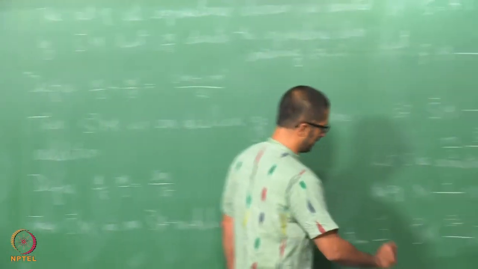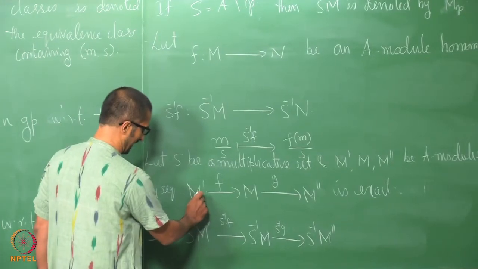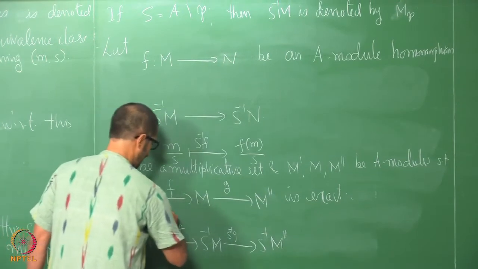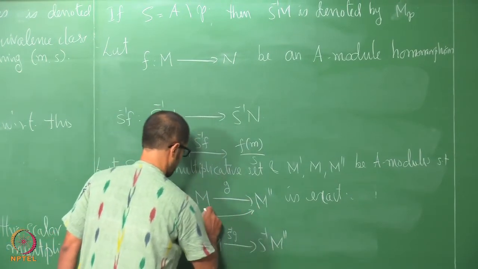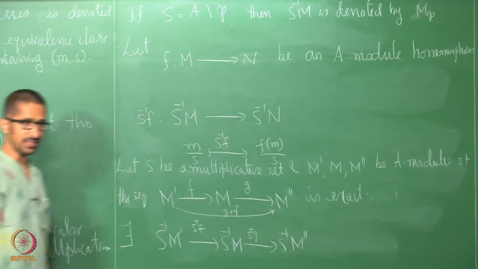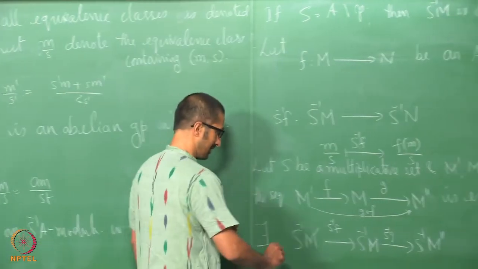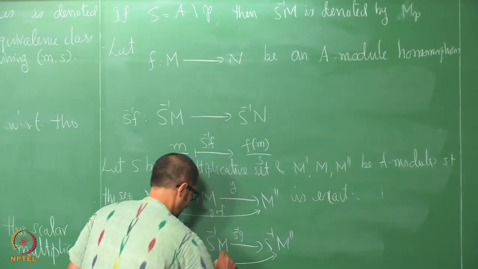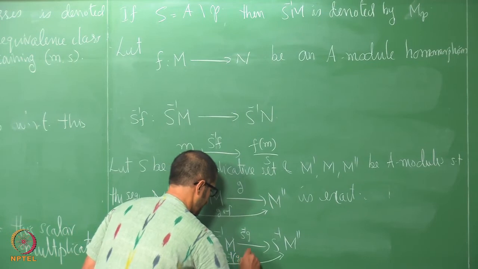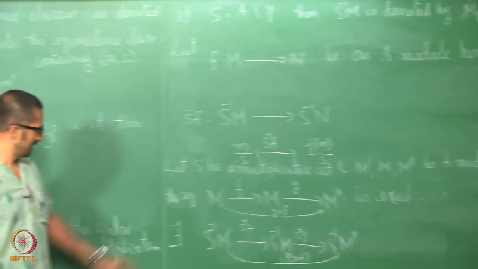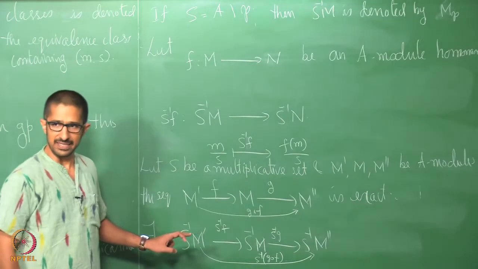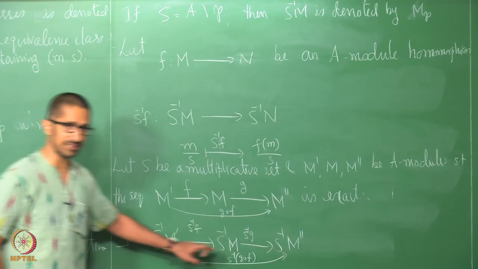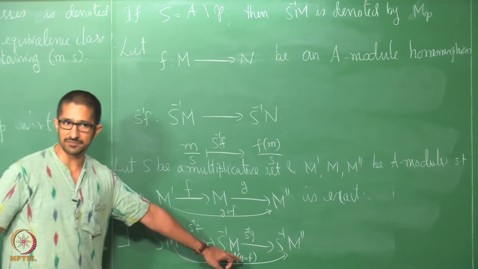So, I have a map from M prime to M to M double prime. So, I have this composition, this is G composite F. Similarly, I have a map S inverse of G composite F. This G composite F induces a map from S inverse M prime to S inverse M double prime, which I denoted as S inverse of G composite F.